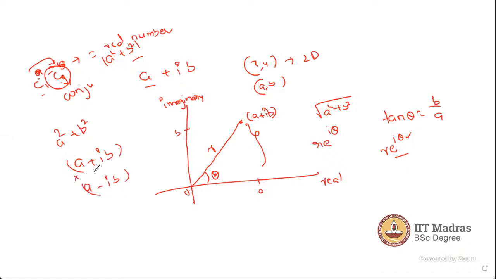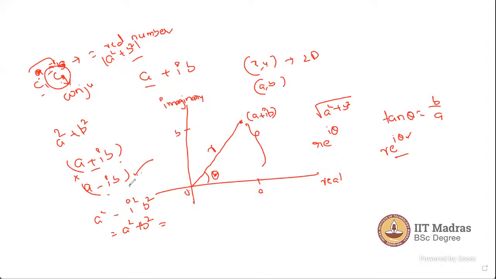It will result in a square minus b square, right? The formula. So that is nothing but a square minus i square b square, which equals a square plus b square, correct? Which is nothing but the magnitude. So this means that a minus ib is the conjugate of a plus ib, and a plus ib will be the conjugate of a minus ib.